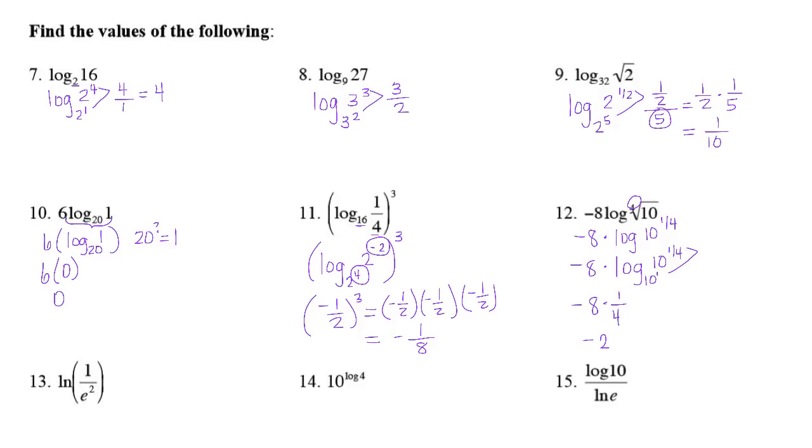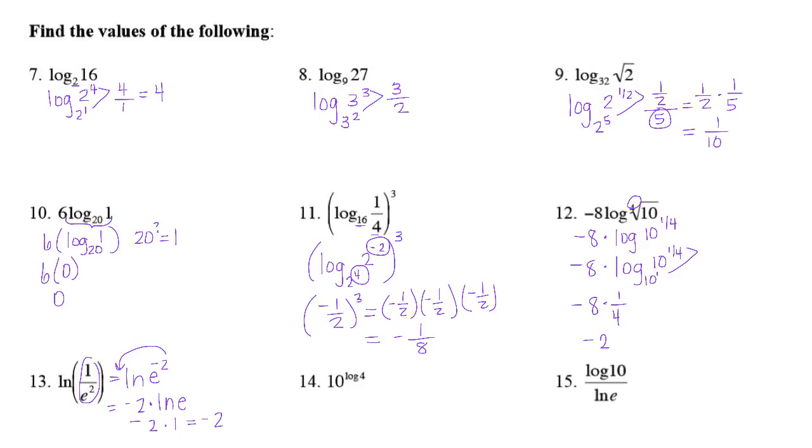Number 13, we need to do some rewriting inside here. So that's going to be the natural log of e to the negative 2, and we will move the negative 2 to the front. So that's going to be negative 2 times natural log of e, and the natural log of e is just 1. So negative 2 times 1, or just negative 2.